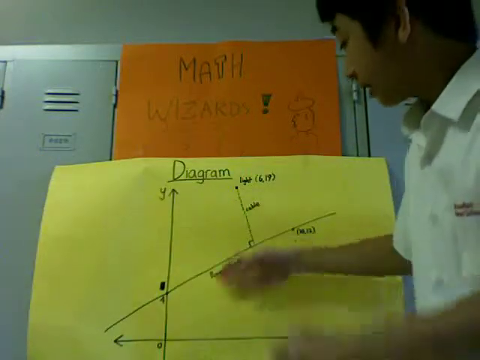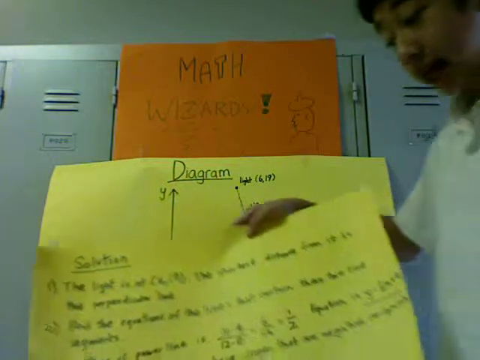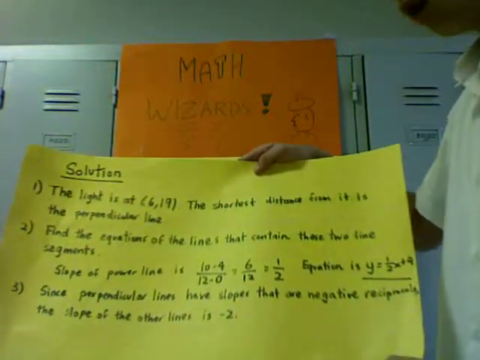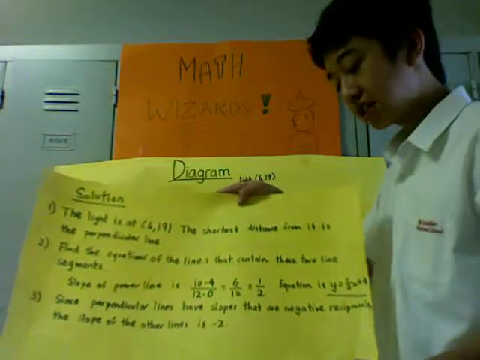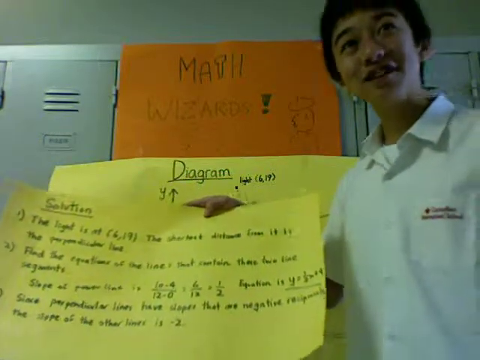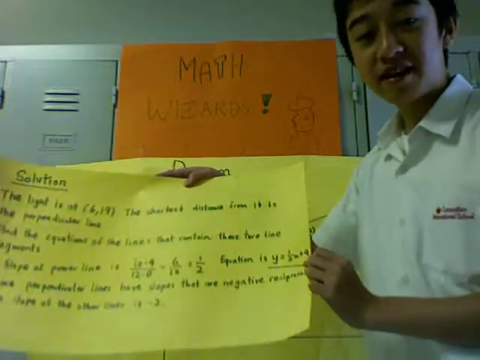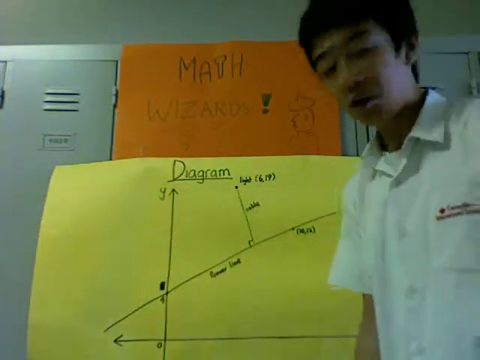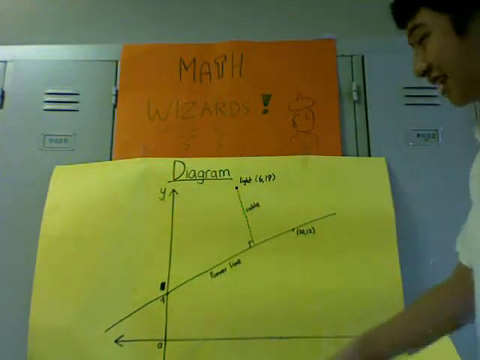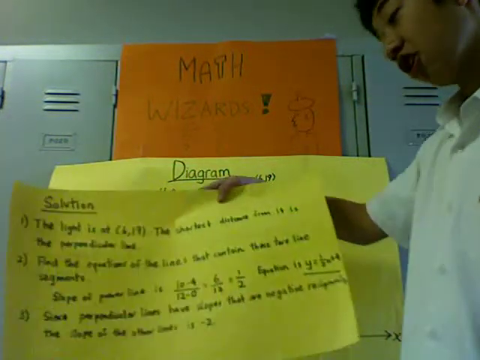We have to find the equations of these two lines. The slope of the power line is (10 minus 4) over (12 minus 0), which equals 6 over 12, which also equals 1/2. Correct, Jason? The equation is therefore y equals 1/2 x plus 4. You know why? Because 4 is at the y. Therefore, we know that 4 is the y-intercept because it's on it.